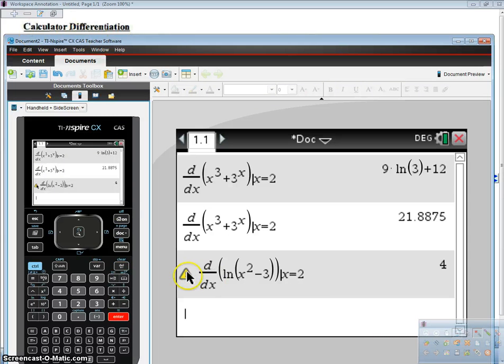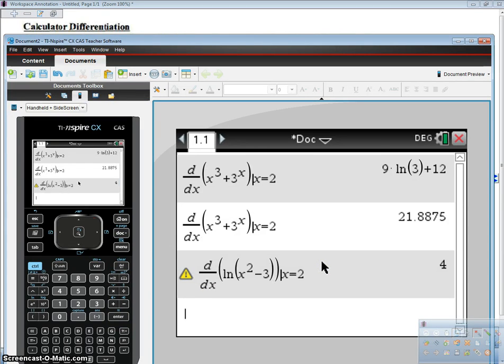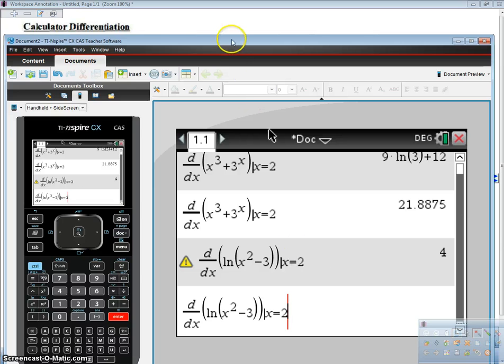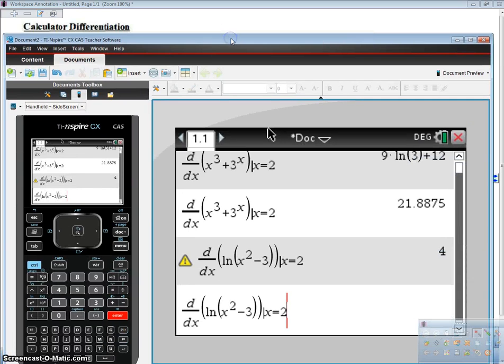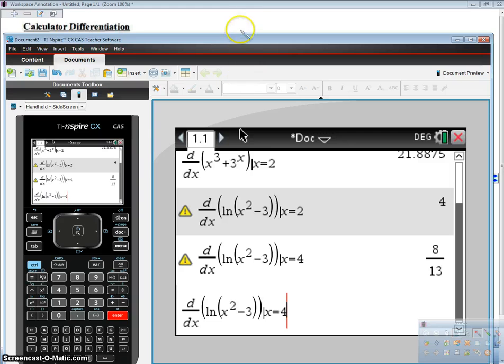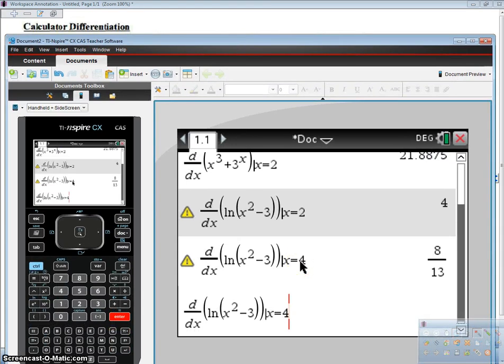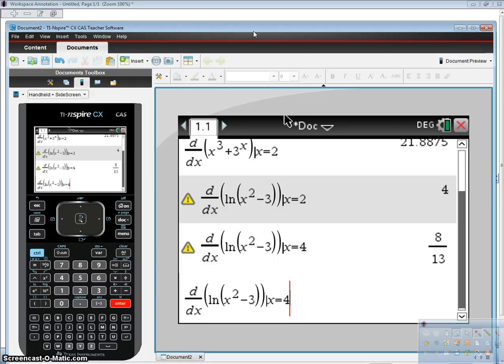All right, what's my little thing here? Domain of result might be larger than domain of input. That's okay. All right. We want another one. So g prime of 4. Boom. And we want another one, we want to sketch g prime of x. So I'm going to do that in just a second. Okay. So notice here that it's pretty easy to keep copy and pasting, right? In an Nspire. If you're using an 84, you're not really watching this video, are you?